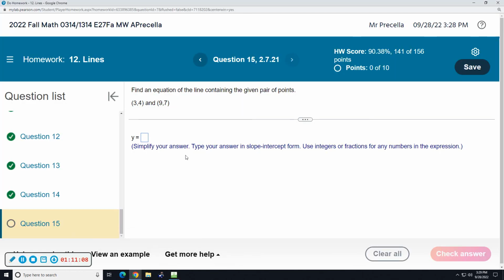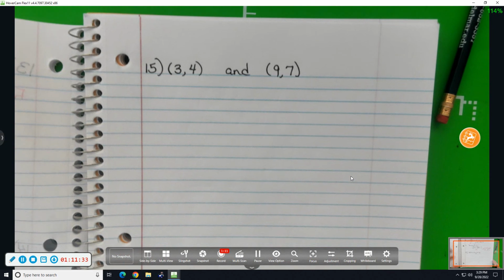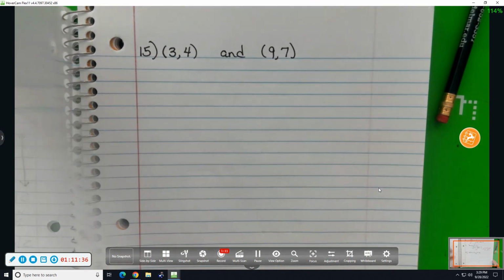So let me write it down. It's two ordered pairs. 3, 4, and 9, 7. That's the thing that makes people say math is hard, the way it builds. Earlier today, you saw how to find the slope when they're given two ordered pairs on a line. Okay?